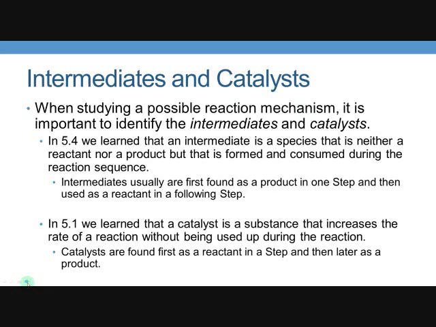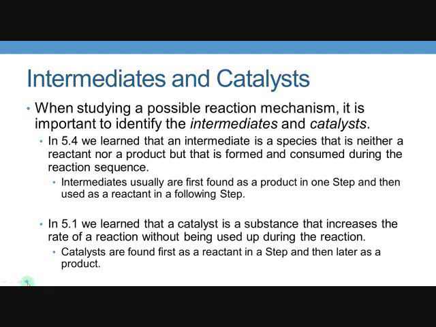When studying a possible reaction mechanism, it's important to identify the intermediates and catalysts. I think we've talked about intermediates before. In 5.4, we learned that an intermediate is a species that's neither a reactant nor a product in the overall equation, but it's formed and then consumed during the reaction sequence. So usually you will notice that an intermediate is first found in the sequence as a product in one step, and then it's used as a reactant in the following step. So eventually they cross each other out.